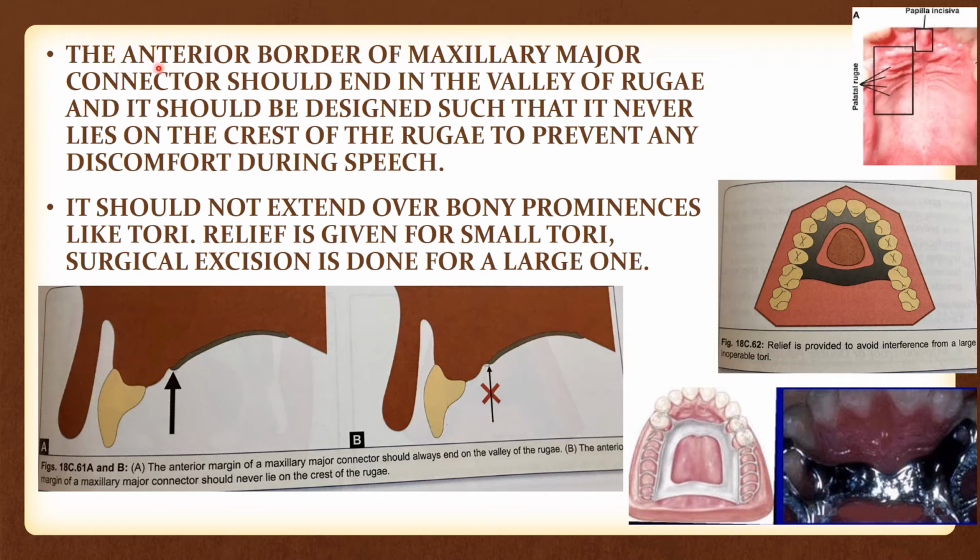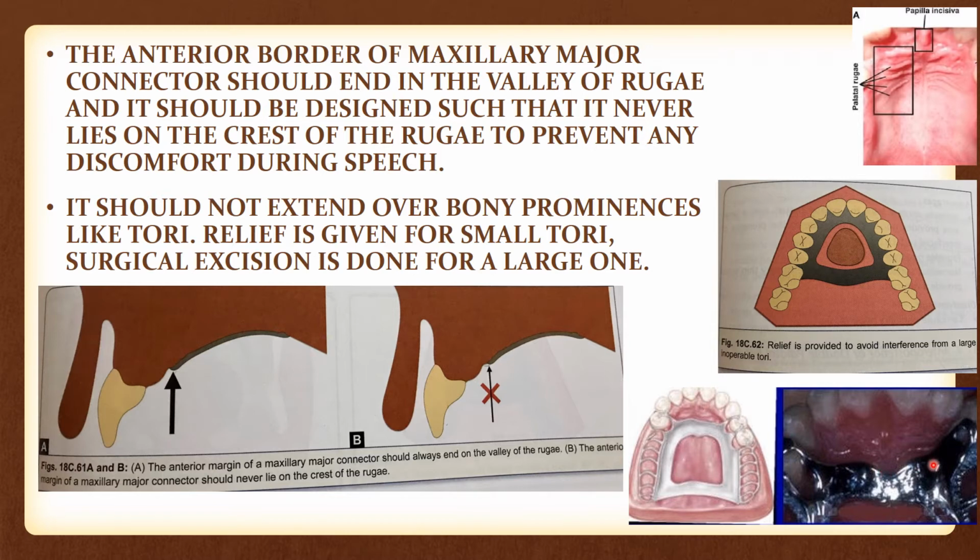As it says, the anterior border of the maxillary major connector should end in the valley of the rugae, and it should not be designed such that it lies on the crest. So this irregular fold is your crest, and between these two crests is the valley. The depression is this valley. So your connector, the anterior border, this is your anterior border.